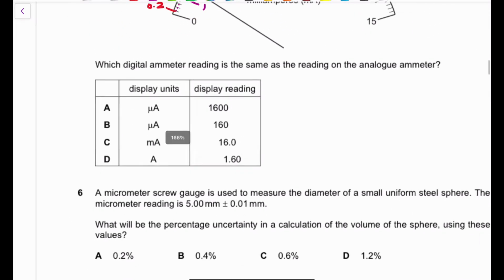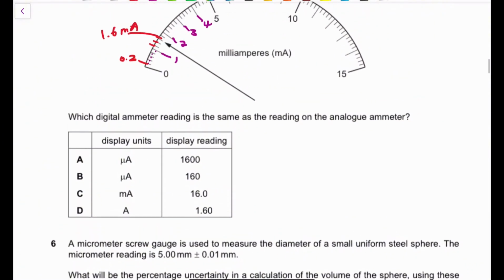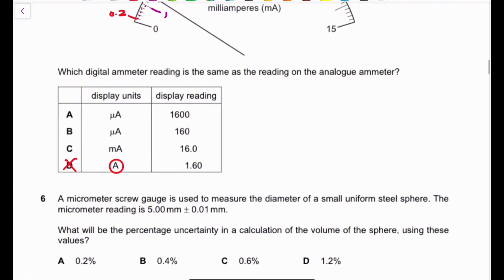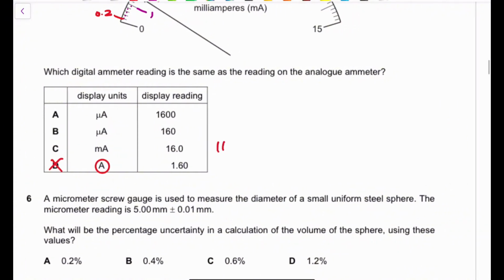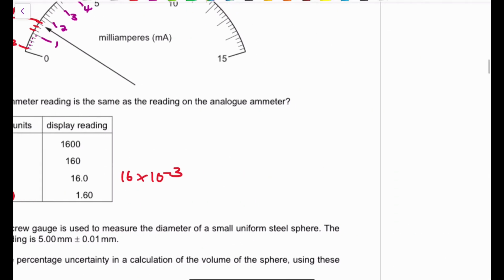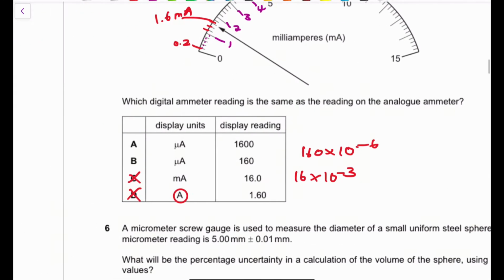So you want to prove from A to D which one of these is going to be 1.6. So let's start from D. We have 1.6, but it's in amps, not milliamps. So D is wrong. If you go on to C, this is 16 milliamps, which is 16 times 10 to the power of negative 3. And this cannot be 1.6 milliamps. So C is wrong. If you go to B, this is about 160 times 10 to the power of negative 6, which is not correct.